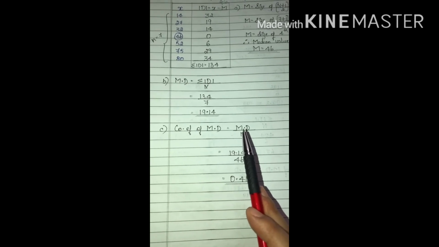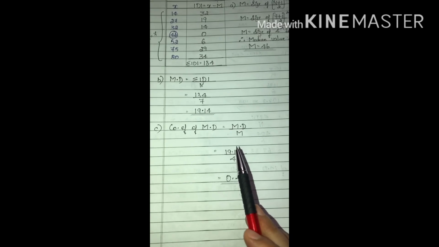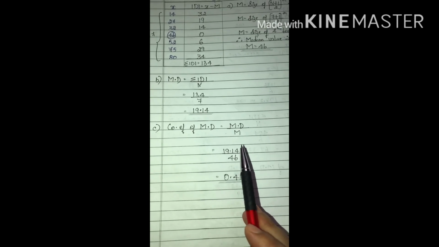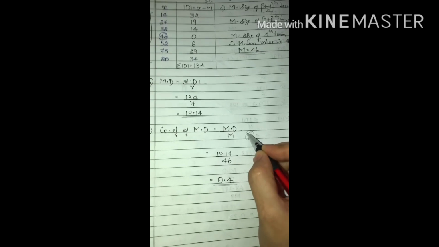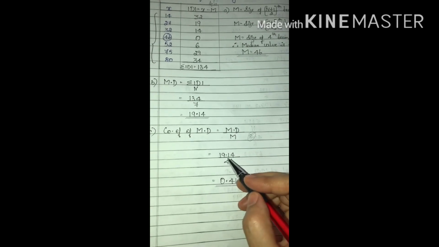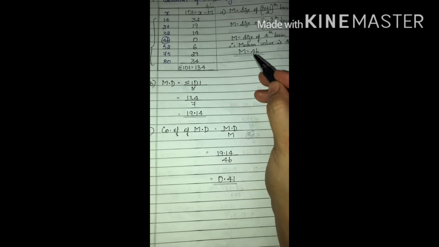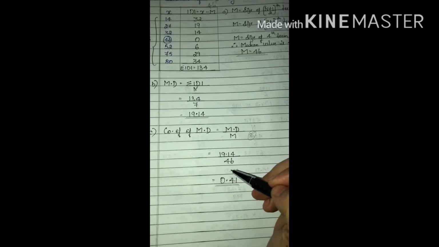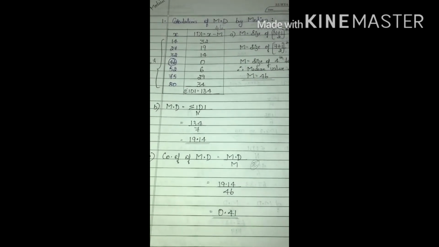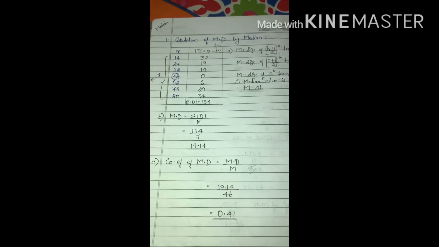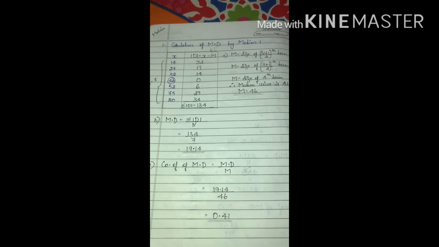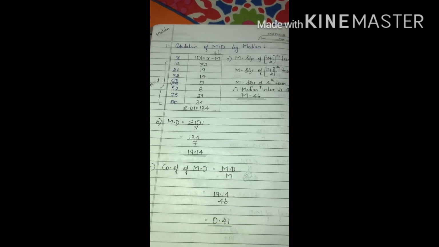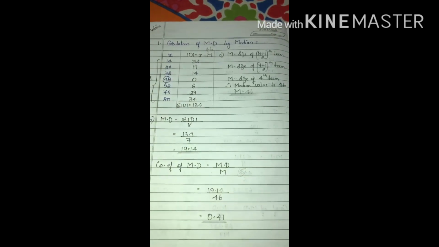The last step is identifying the coefficient of mean deviation. The formula is mean deviation divided by median. If it was mean, I would write x bar; since it's median, I write M. So 19.14 divided by the median, that is 46. This is how you need to solve mean deviation under individual observation. Whether they ask you to solve using the mean formula or the median formula. Thank you.